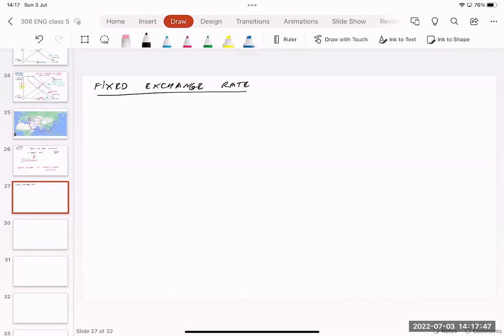Normally, when your country uses a fixed exchange rate system, it means that the central bank, which I write down as CB, is going to control the currency and fix the nominal exchange rate at some level. So let me draw the graph first.